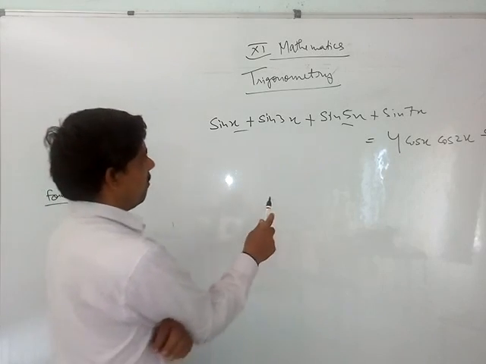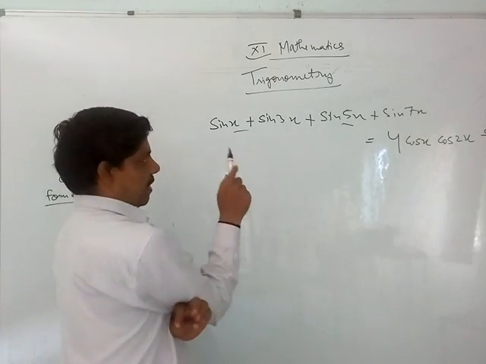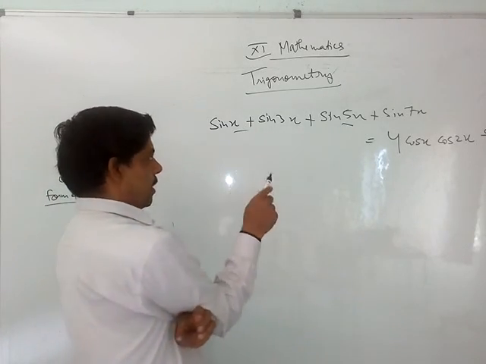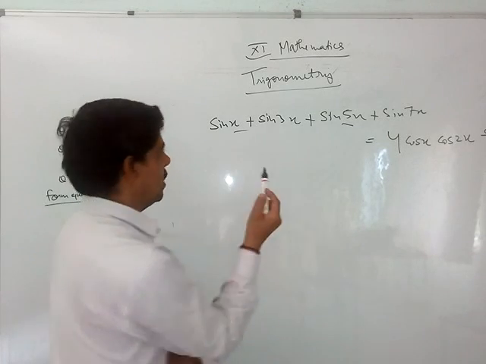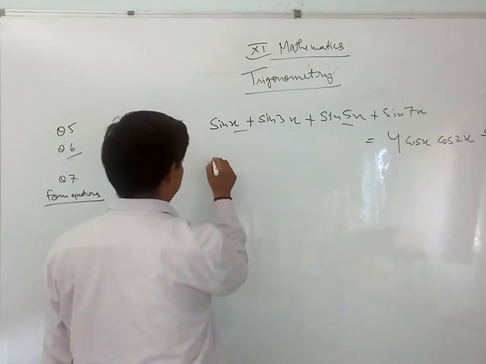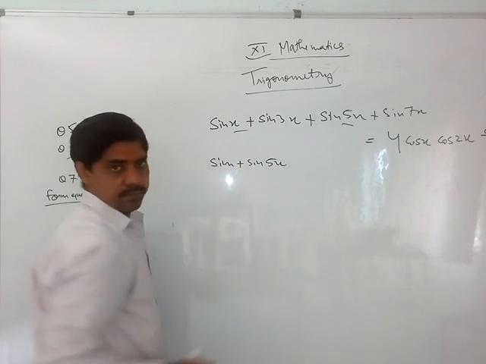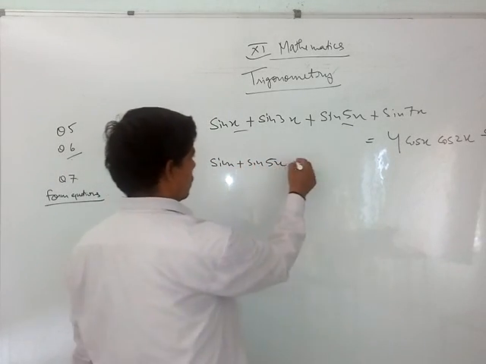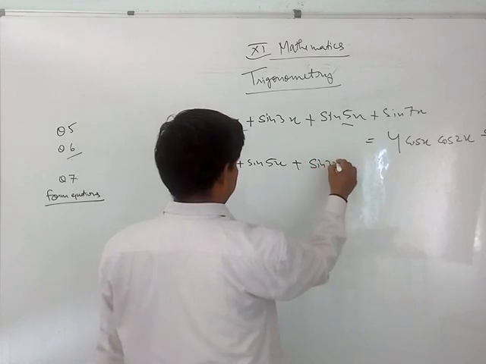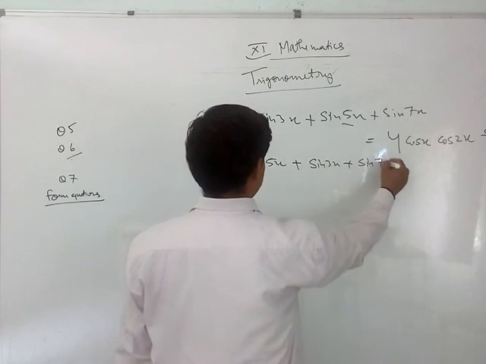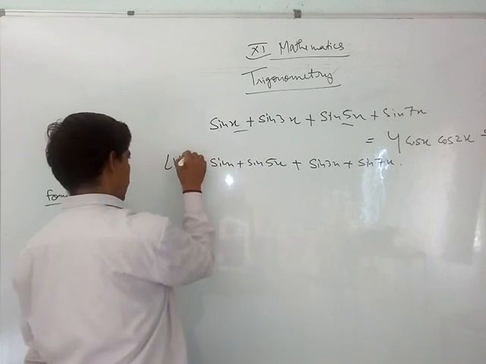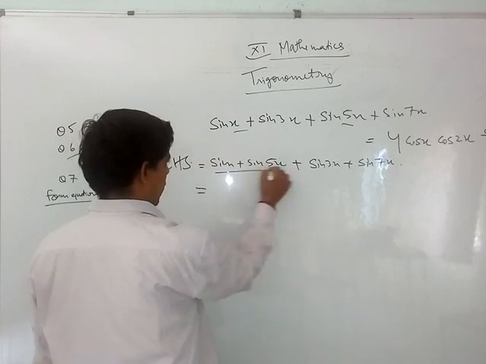So the difference of 5 and 1 is 4. And 7 minus 3 is also 4. So let's take this and this. Sin x plus sin 5x plus sin 3x plus sin 7x. This is our LHS. Sin C plus sin D.